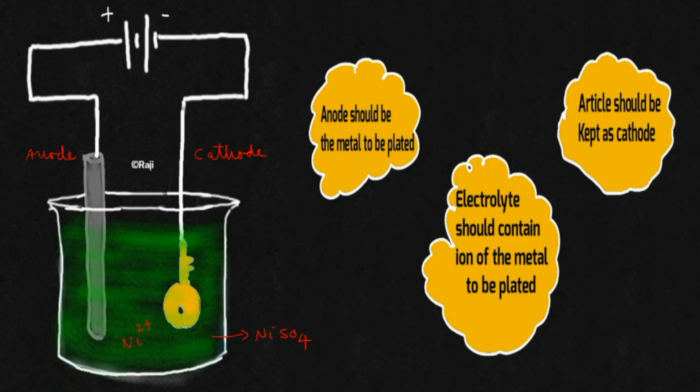The article to be plated should be connected to the negative terminal of a battery, or it should always be kept as a cathode. And the metal to be plated on this article should be connected to the positive terminal of a battery, and that should always be kept as the anode. And what about the electrolytic solution? The electrolytic solution should contain ion of the metal to be plated. That means if you are electroplating this article with nickel, the solution should contain Ni2+ ion. If you are electroplating the article with silver, the solution should contain Ag+ ion in that. Got it, no? Now see the questions.